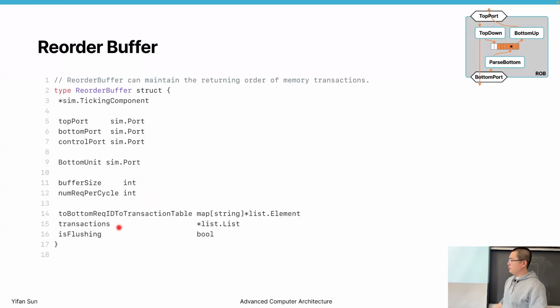And at the bottom, we have some state. This is a map. This is a linked list. And then flushing is a Boolean, one-bit state. So some state. All this state was implemented in a way that doesn't have to be exactly the same as how hardware is implemented, but more in a way that we can easily match the original request when the response comes back.